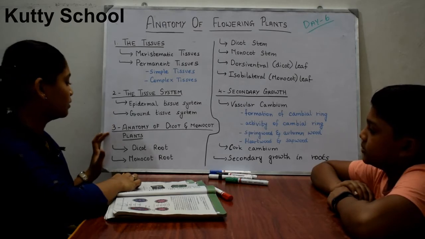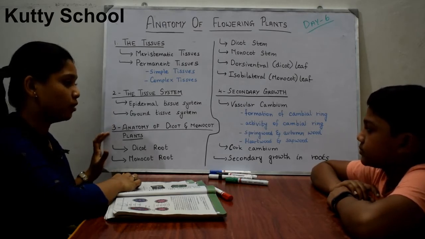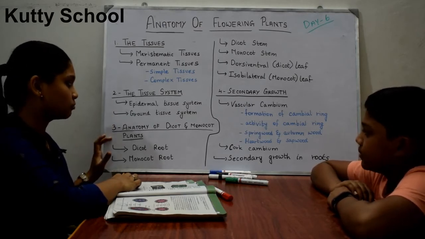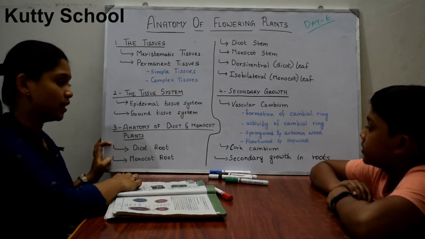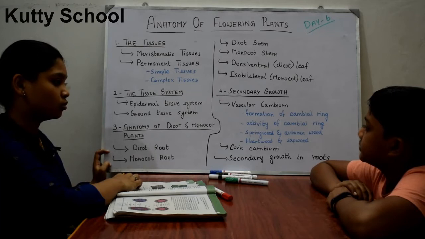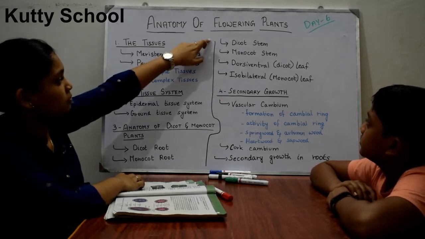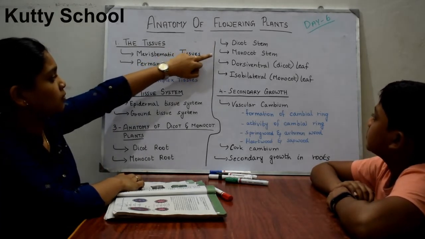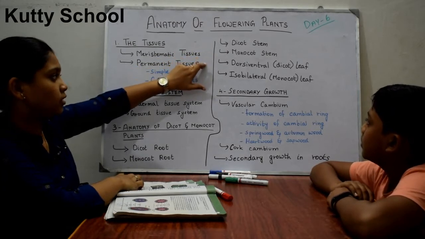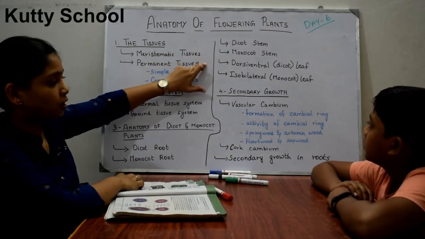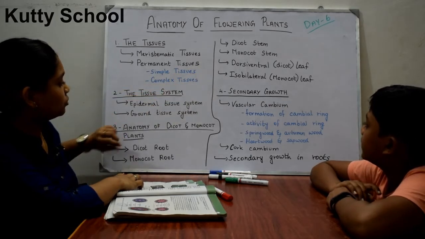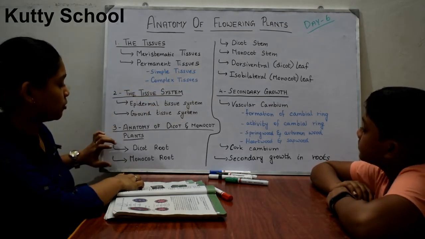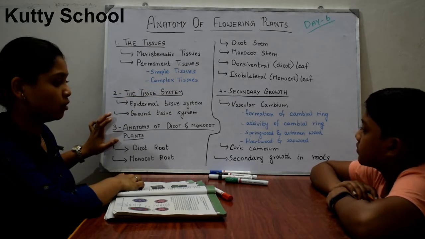And in the third topic, anatomy of dicot and monocot plants, there are 6 subtopics. First one is dicot root, monocot root, dicot stem, monocot stem, dorsiventral leaf, that is found in dicot, and isobilateral leaf, which is found in monocot. So these are the 6 subtopics which come under anatomy of dicot and monocot plants.